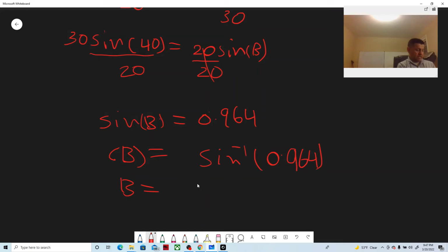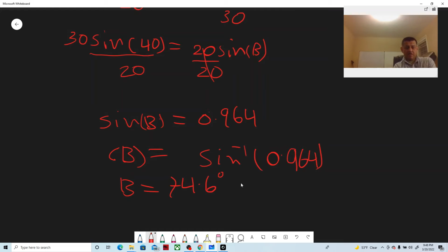Right? So the inverse of that, for some reason, is giving me some issues. The inverse on that is going to be 0.964. 74 degrees, right? So in this case, it's 74.6. So 74.6 degrees.